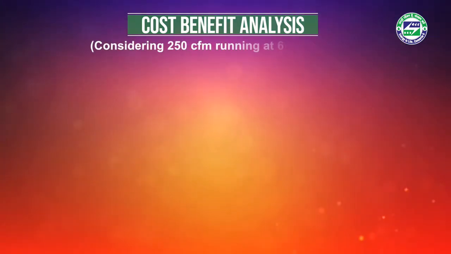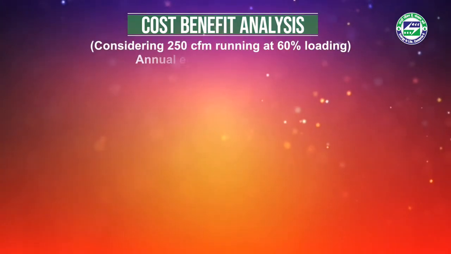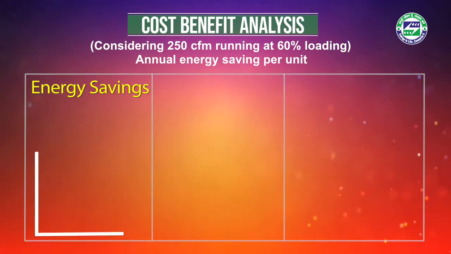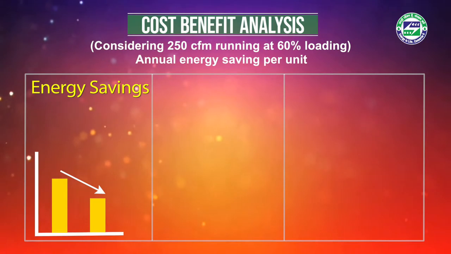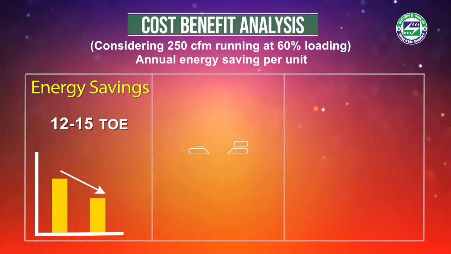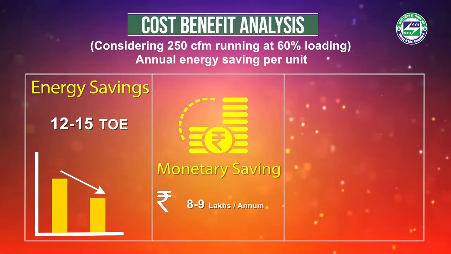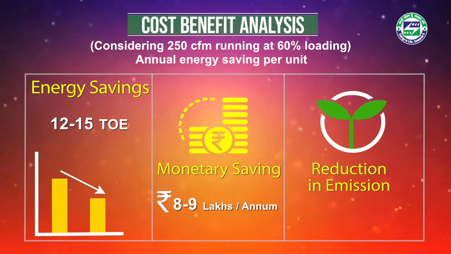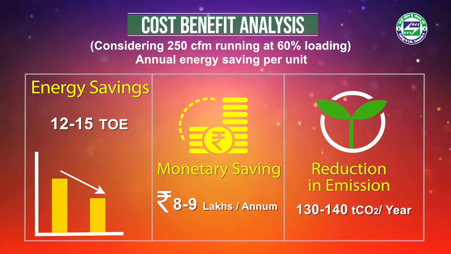Considering a 250 CFM compressor running at 60% load on an annual basis, installation of a waste heat recovery unit will lead to annual saving of 12 to 15 tons of oil equivalent of energy, implying a monetary saving of rupees 8 to 10 lakhs per annum and a GHG emission reduction of 130 to 140 tons of CO2 annually.